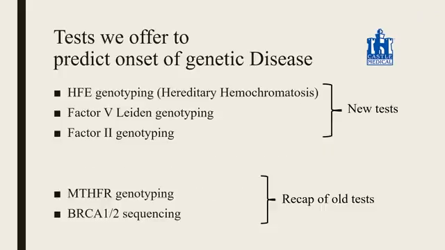So here is the list of some of the new tests, and there is a recap of some old tests as well. HFE, which is the test which predicts hereditary hemochromatosis; factor V Leiden, which is a blood clotting disorder; and factor 2 is also the same. MTHFR you already know, and BRCA you already know. So now let's start with HFE genotyping.